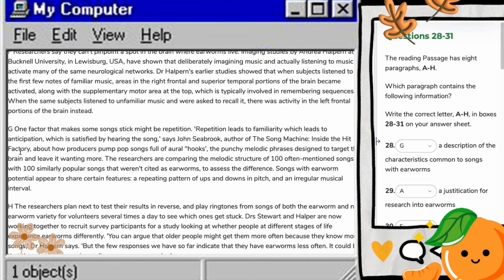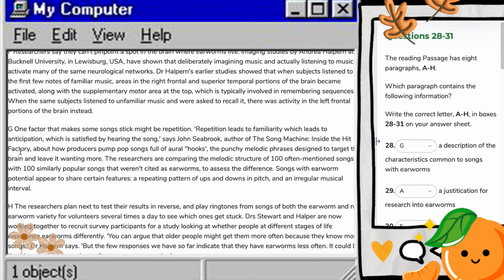The first question is, which paragraph contains the following information? Write the correct letter, A to H, in boxes 28 to 31 on your answer sheet. 28. A description of the characteristic common to songs with earworms. The answer is G.